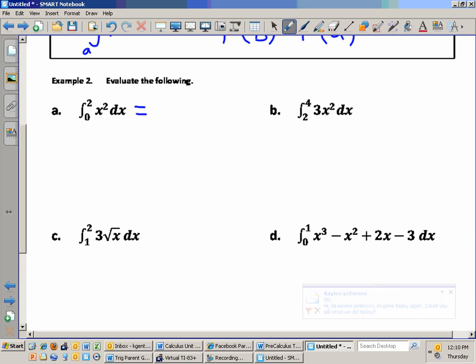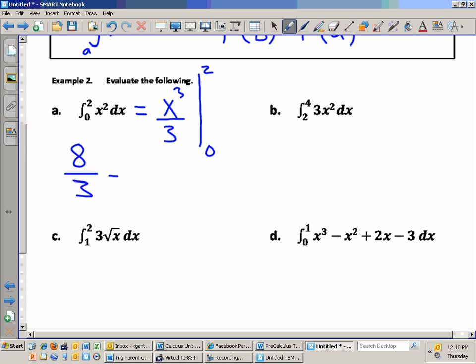That is equal to, what's the antiderivative of x squared? X to the 3rd over 3. And here's the notation we write. We write a bar, 2 on top, 0 on bottom. That means we evaluate that at 2 and 0. What is 2 to the 3rd? 8 over 3 minus, what is 0 to the 3rd? 0 over 3. You get 8 over 3. Yep. It happens that fast.